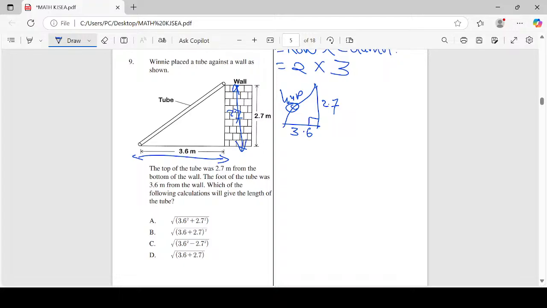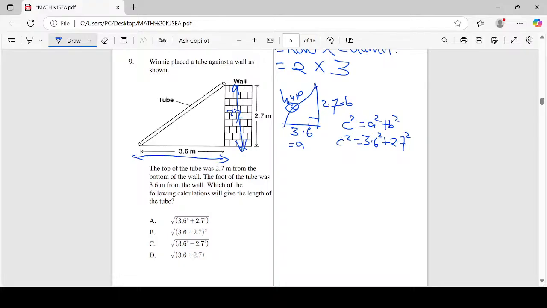Learners, there's something we learned that said C squared, which is hypotenuse squared, is given by A squared plus B squared. This means if I treat this side to be my A and this side to be my B, then A squared, which is now 3.6 squared, plus B squared, which is 2.7 squared, gives me my C squared.